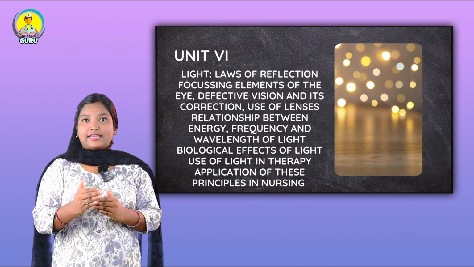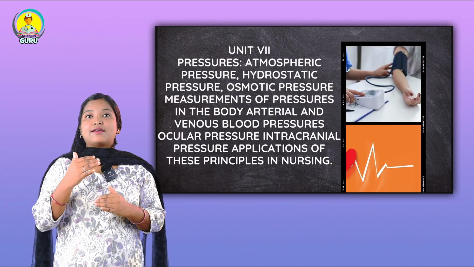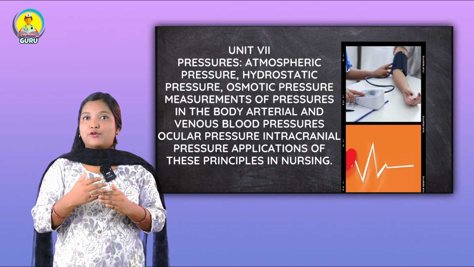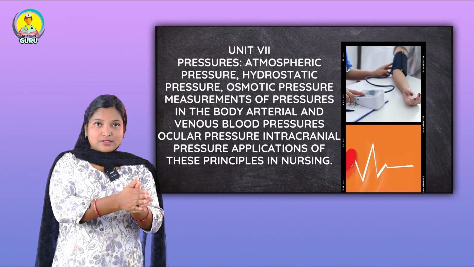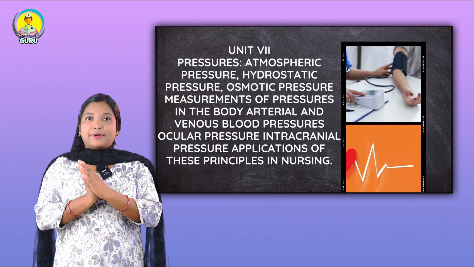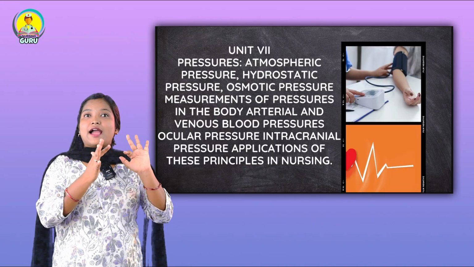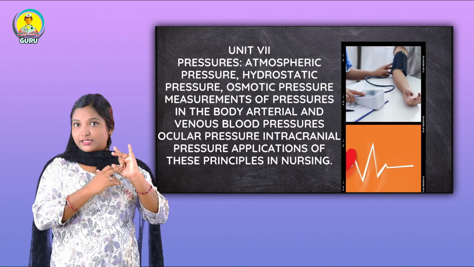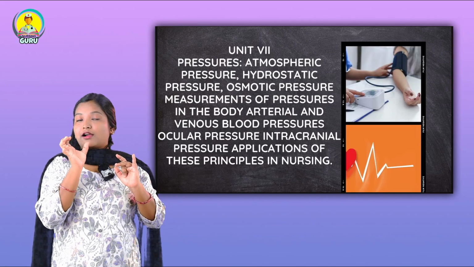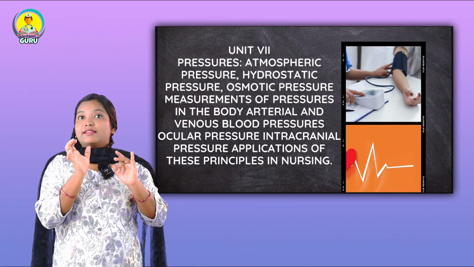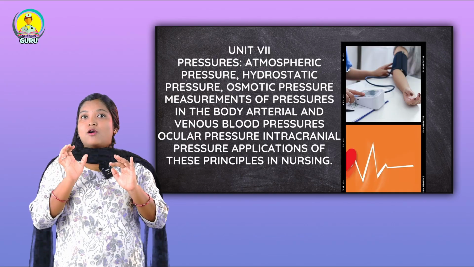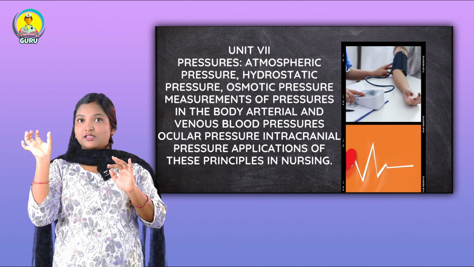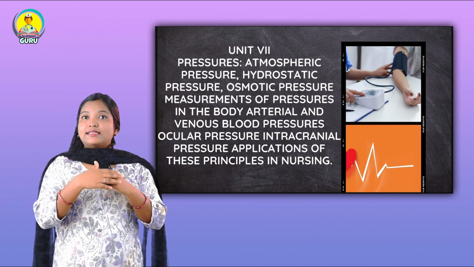The next unit is the seventh unit. In the seventh unit we are going to study mainly pressure. Here we are mainly focusing on the types of pressure: atmospheric pressure, hydrostatic pressure and osmotic pressure. In that mainly the question will come, they will ask like this: the difference between atmospheric pressure and osmotic pressure, or the difference between hydrostatic pressure and osmotic pressure. Like this they will ask.